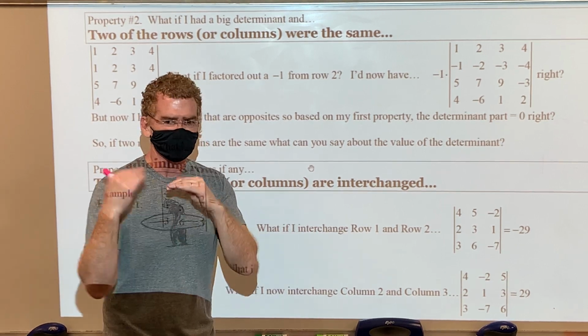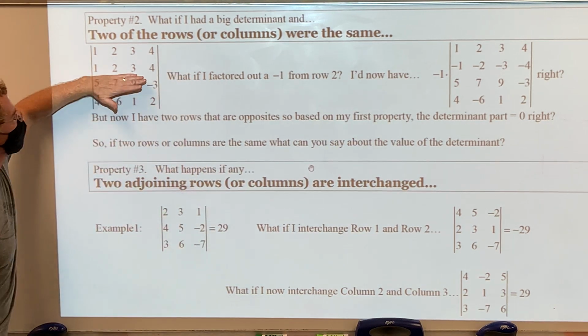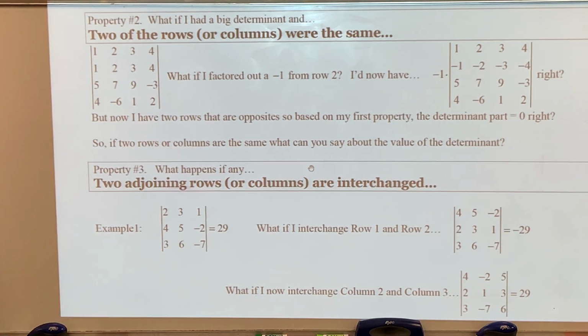Not only does it work if they're opposites, but with this process, it would also work if they're the same. So chalk that up to another rule. If you ever see 2 rows that are the same or opposites, this whole determinant is equal to 0. So if you were to work out that determinant, it would be 0. Yes, it'd just be a lot of work.